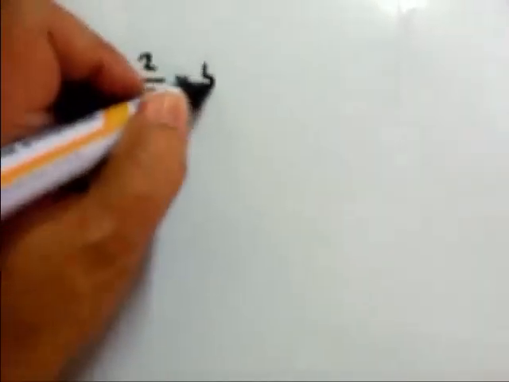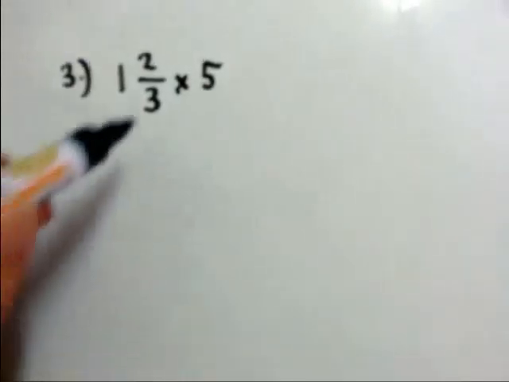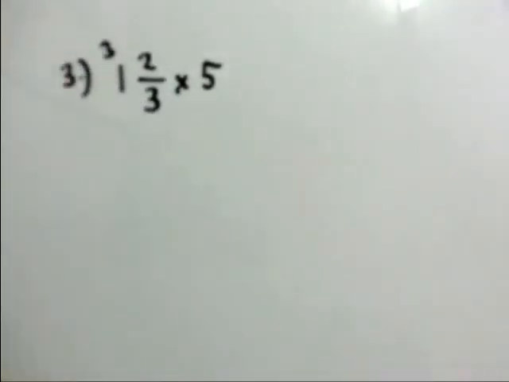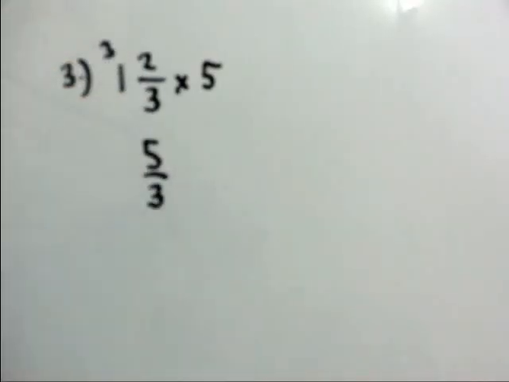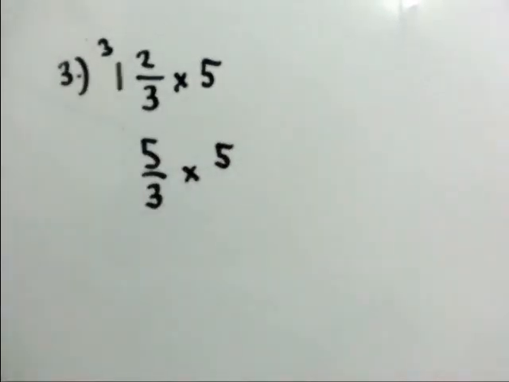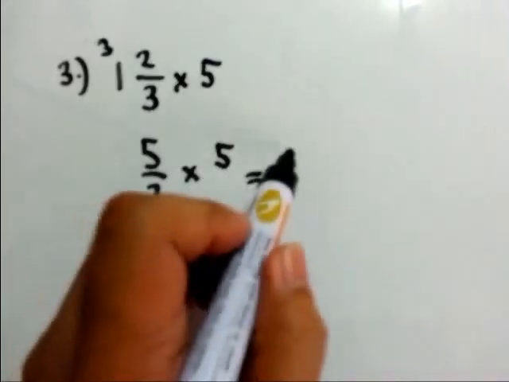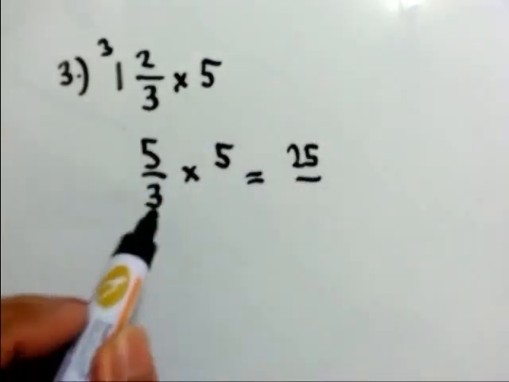Number 3. 1 and 2/3 times 5. We convert 1 and 2/3 to improper fraction. 3 times 1 equals 3. 3 plus 2 equals 5. So we have 5 over 3. 5 over 3 times 5. Walang cancellation. We multiply. 5 times 5 equals 25. We copy 3. And so we have 25 over 3.